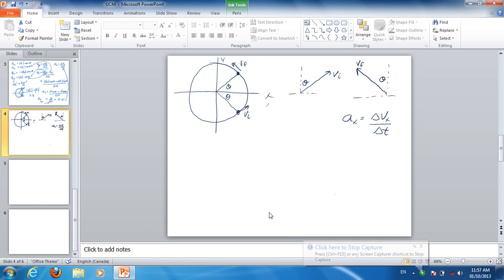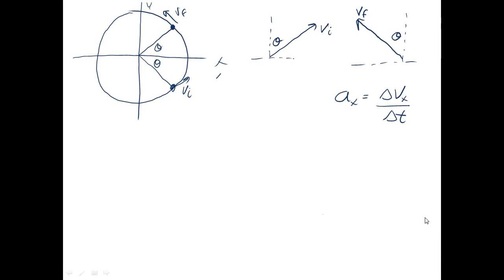What I want to do is finish the proof for the equation that the acceleration of an object traveling around in a circle, that the magnitude of that acceleration is the square of the speed divided by the radius of the circle. So let's do that. Just get my computer ready here.